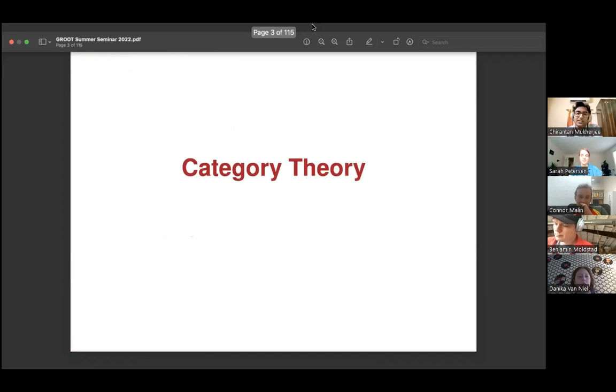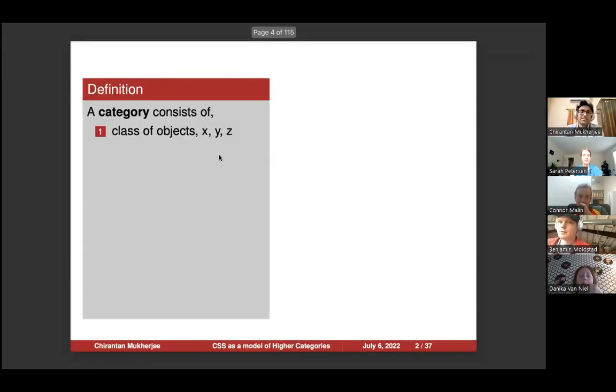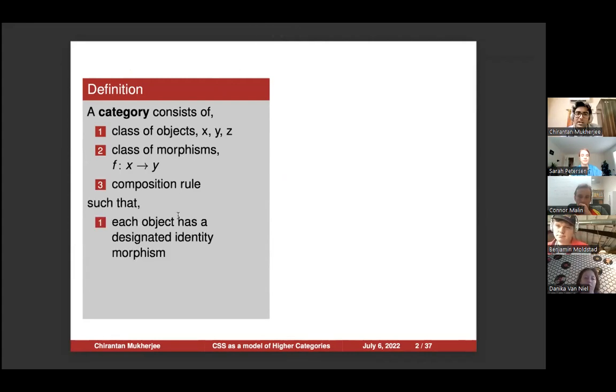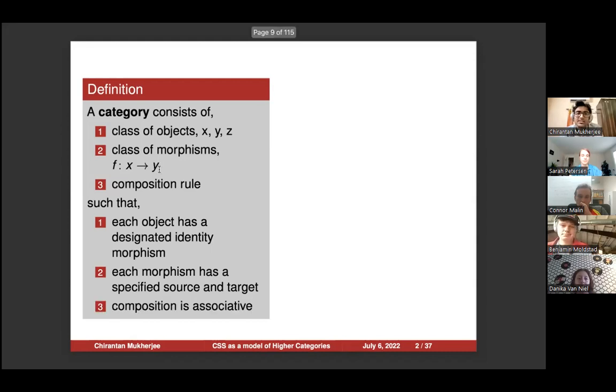Right, so let's start with category theory. So we'll define a category to consist of a class of objects, which we'll denote by little letters X, Y, Z, and so on, and a class of morphisms, f from X to Y, such that these morphisms have composition rules defined on them, and for every X, there is a unique identity morphism from X to X. And if you have a morphism f from X to Y, then it has a specific source given by X and a specific target given by Y, such that the composition obeys the associative property.